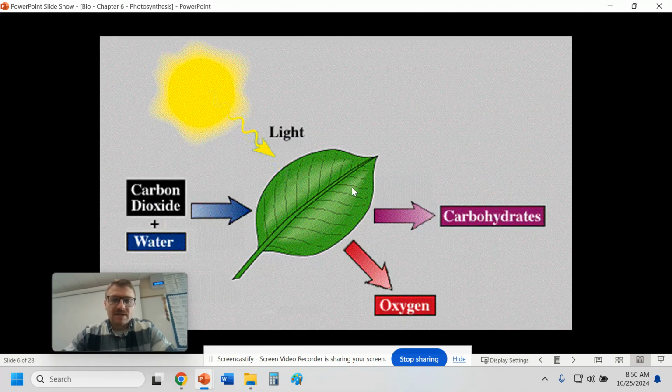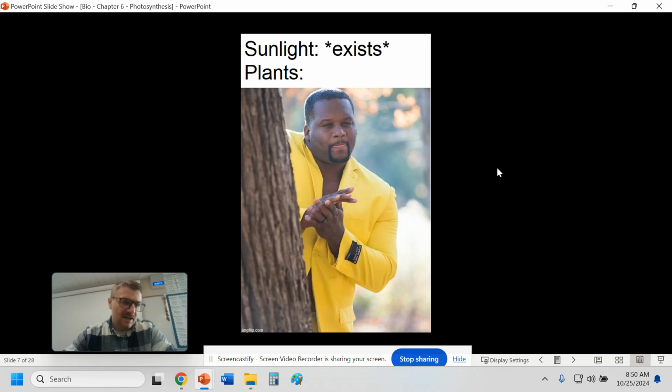This is what that process looks like. You can see in the plants, we typically take in light from the sun, carbon dioxide from the atmosphere, and water from the roots, and we make carbohydrates and oxygen. We're going to talk about this whole process a little bit more in depth in the next couple sections, but this is the end of section 1.